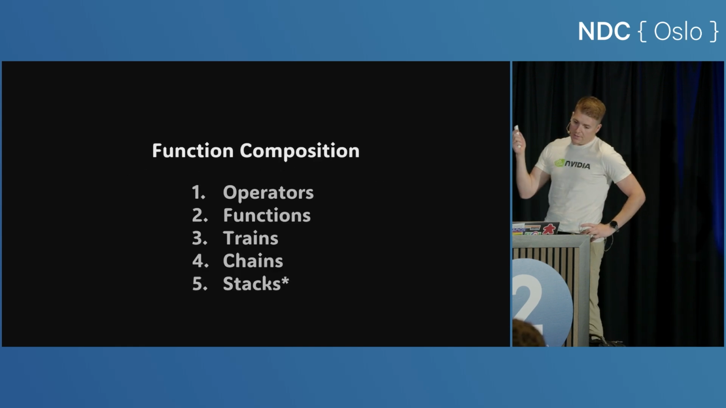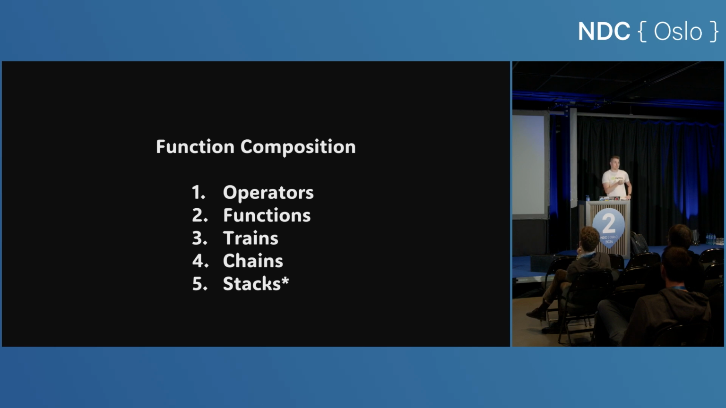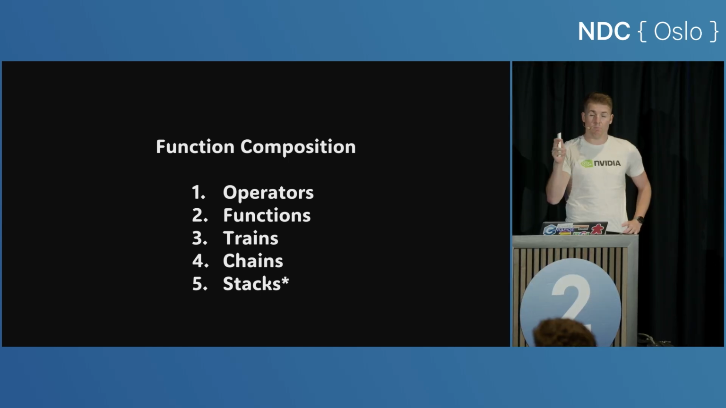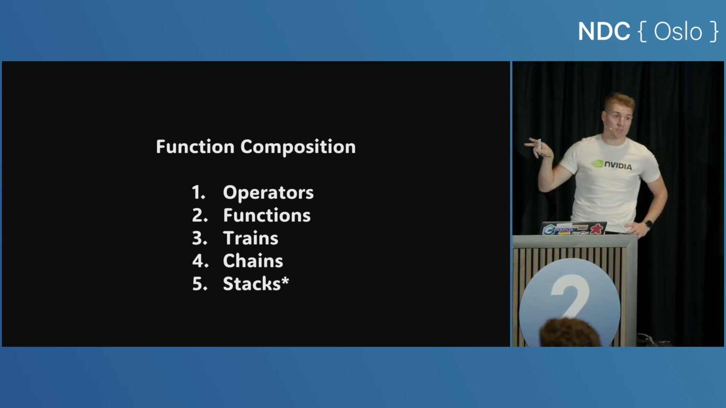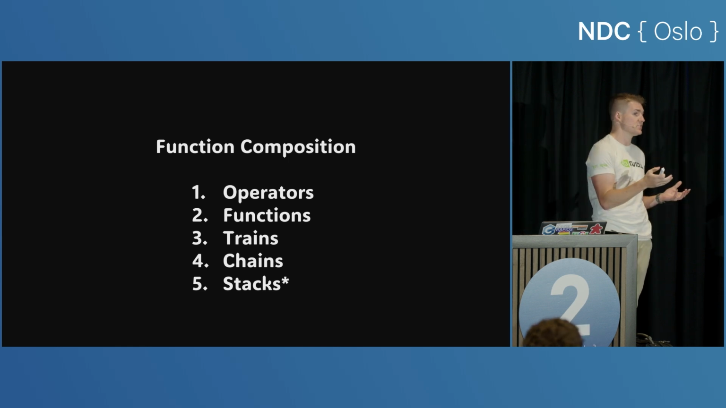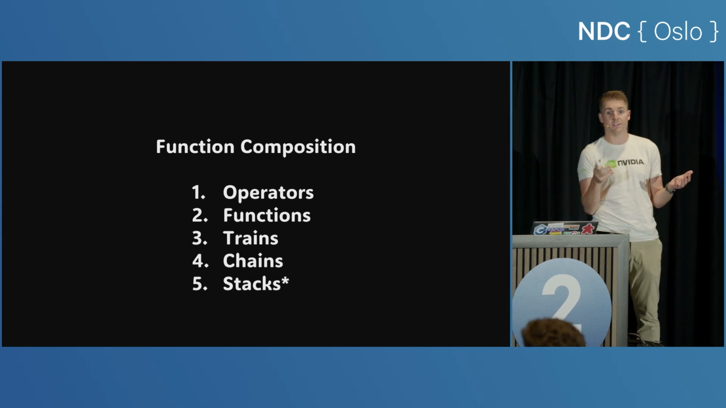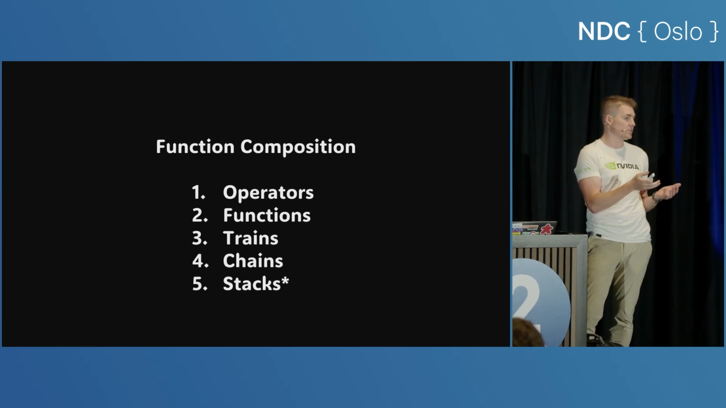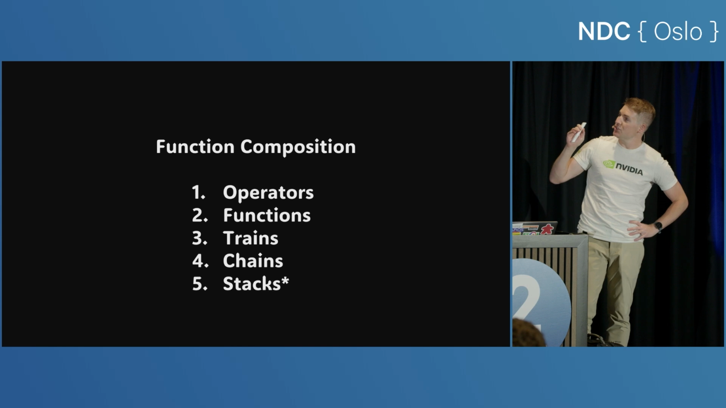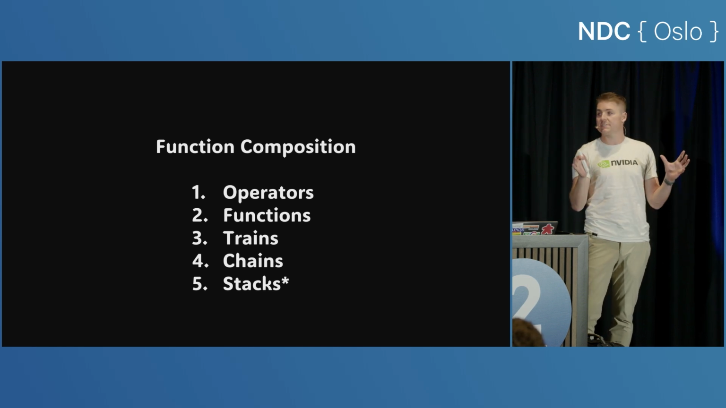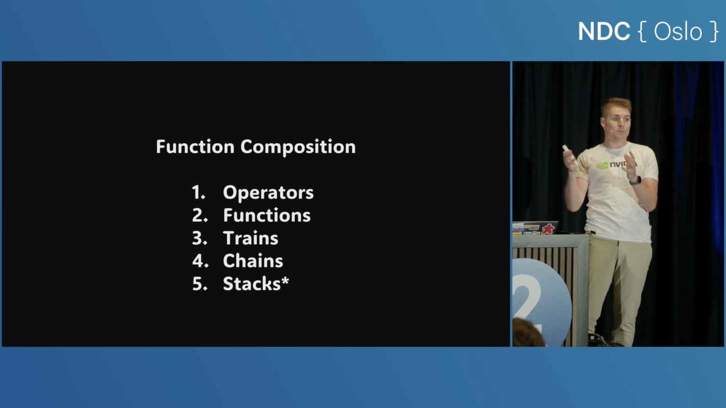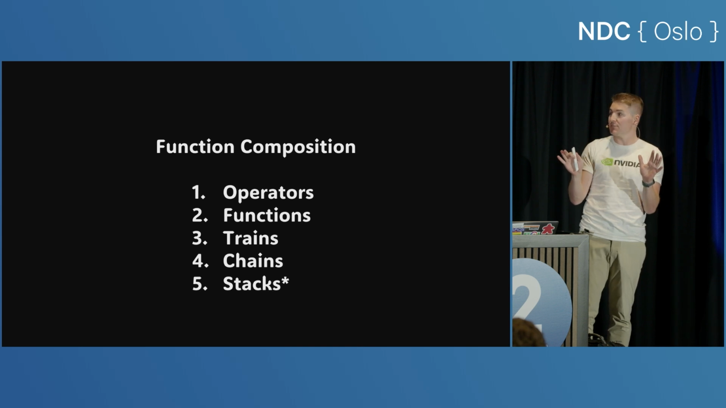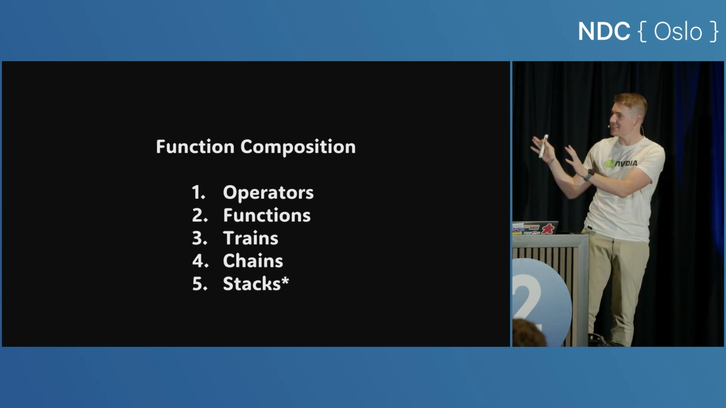So there are 5 different function composition strategies that I'm going to cover in today's talk. They are operators, functions, trains, chains, and stacks. Probably all of you are familiar with the first 2. Anyone can compose functions just by using functions. And if you've worked in a functional language like F# or Haskell, these come with operators that give you the ability to compose functions. And usually I save the summary of this talk till the end, but I'm going to start by potentially confusing you, and hopefully blowing your minds, by putting that slide at the beginning.